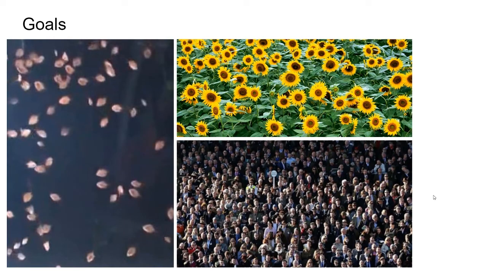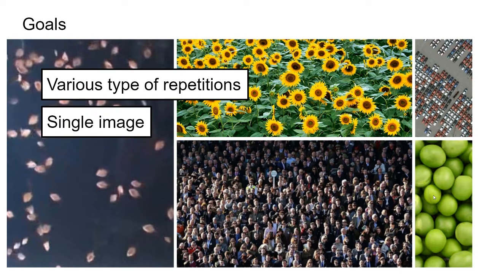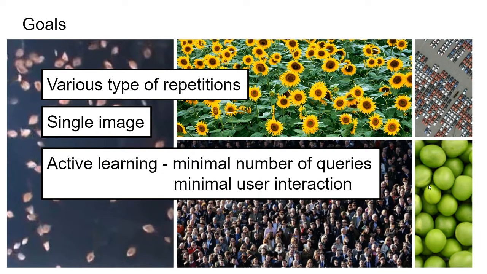We also support counting and localizing various types of repeating objects, and doing it using the input image itself without additional images or any pre-trained model. As our network gets labels via active learning procedure, we restrict ourselves to have minimal number of queries and minimal user interaction. Here is the overview of our work.